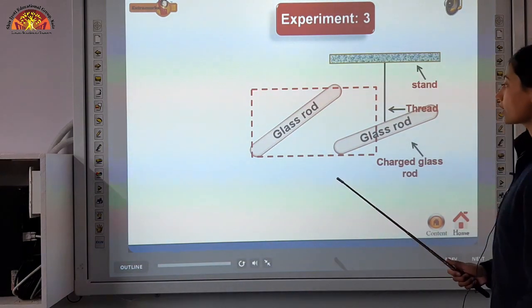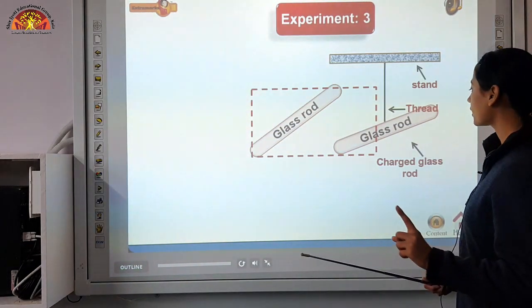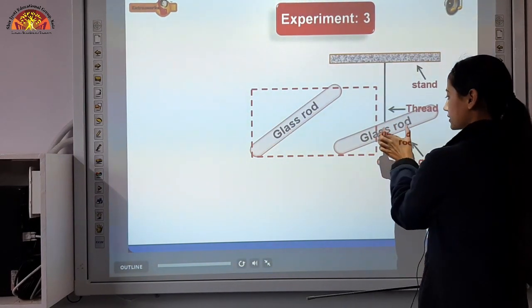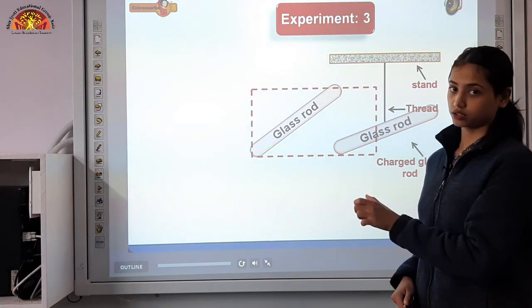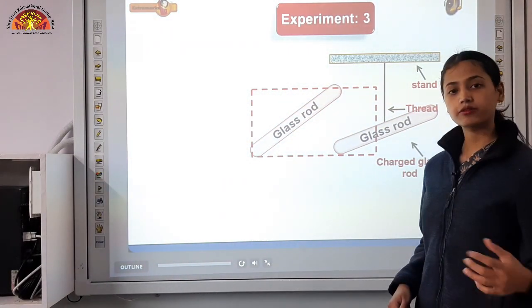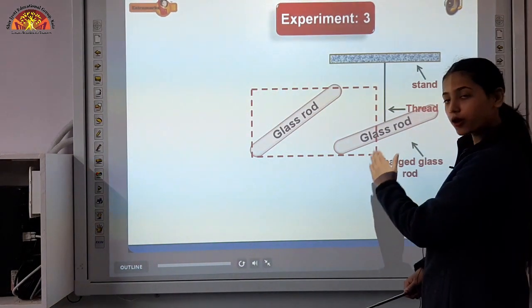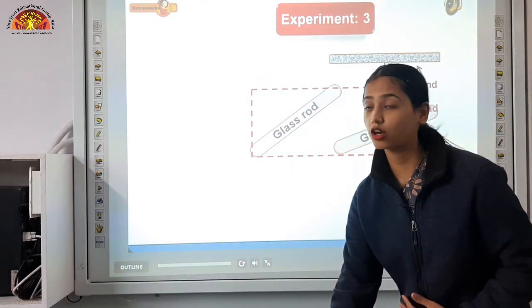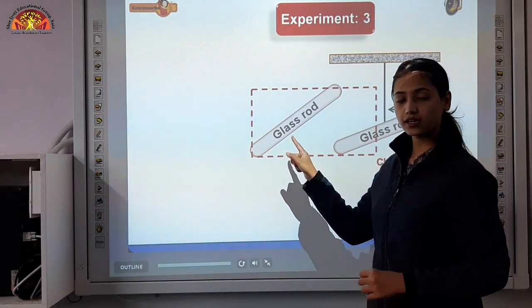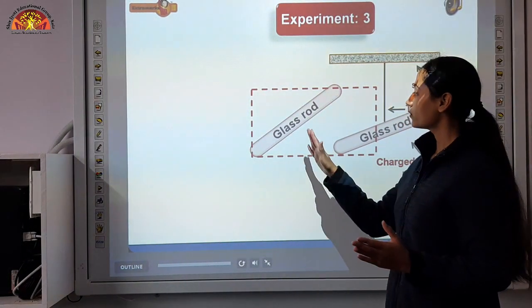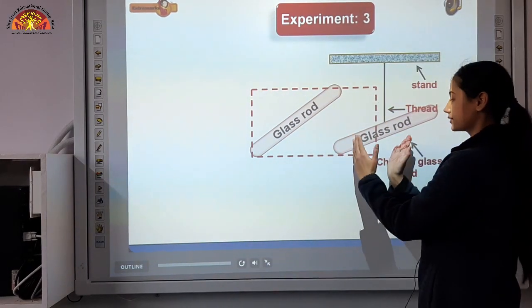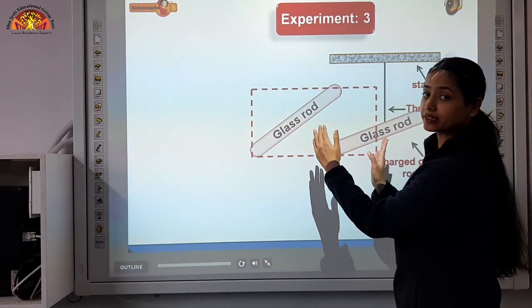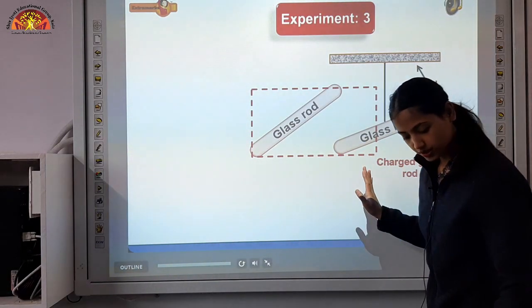Then in the second, we have taken glass rods. One glass rod is attached to this stand with the help of thread, and we have rubbed this glass rod with silk cloth. Again the same purpose: by rubbing we are making it a charged body. Similarly, we will rub another glass rod with silk cloth, making it a charged body. Now when we bring this glass rod near the other rod, we again see the same: there will be repulsion between these two glass rods. This was our second activity.